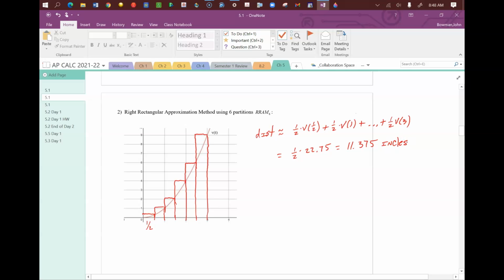So think for a minute whether or not that's an overestimate or an underestimate, and think again under what circumstances you would have an overestimate or an underestimate. This is clearly an overestimate, as you can see that the area under the curve is less than the total area of all the rectangles.